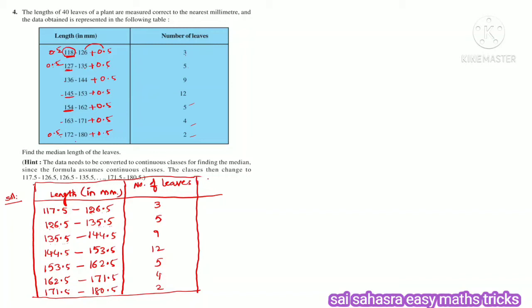What we need to do? Cumulative frequency we have to find. In finding the median, cumulative frequency is useful. They are asking us to find out the median length of leaves. So median we need to find. That's why cumulative frequency is required.